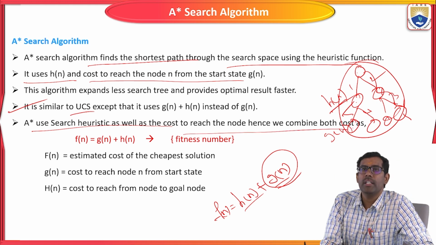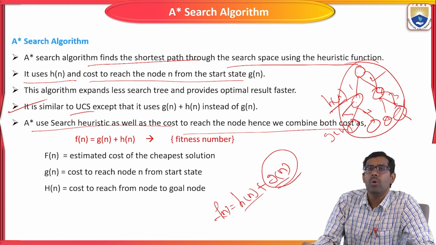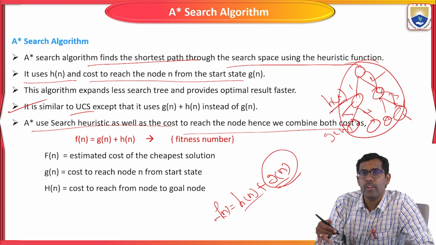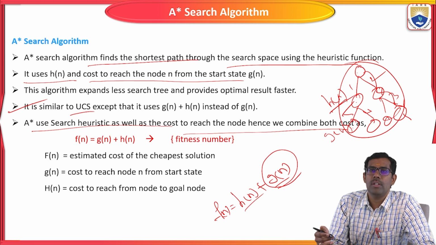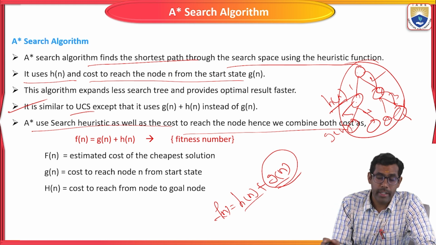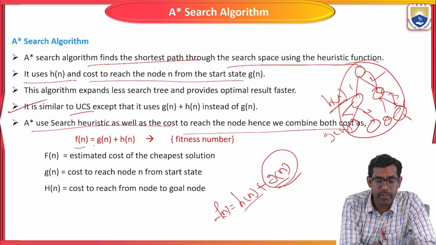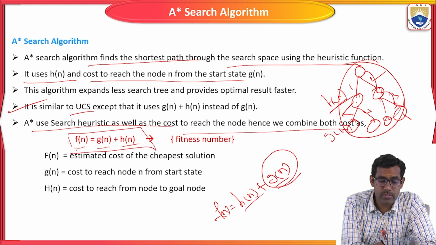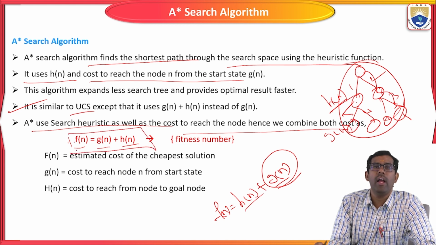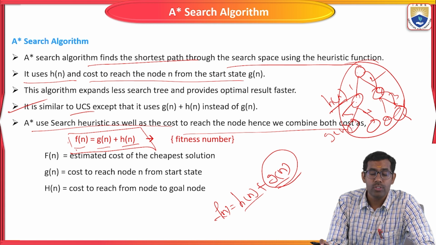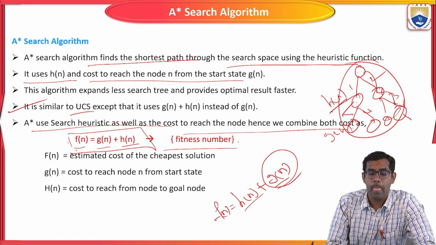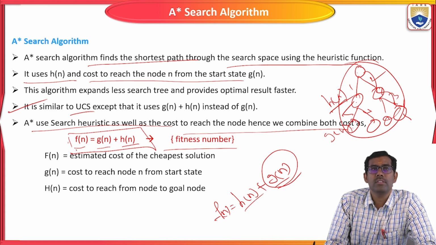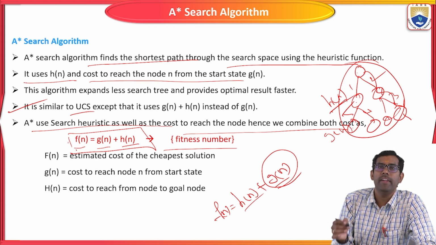So if you are finding the shortest path between the nodes, we are going to consider the UCS function of the particular node and the cost of the starting node. So we are going to write f of n equal to g of n plus h of n. In this formula, we are going to consider some values alone, right? So simply we call it the fitness number. The A* algorithm function, we call a fitness number.